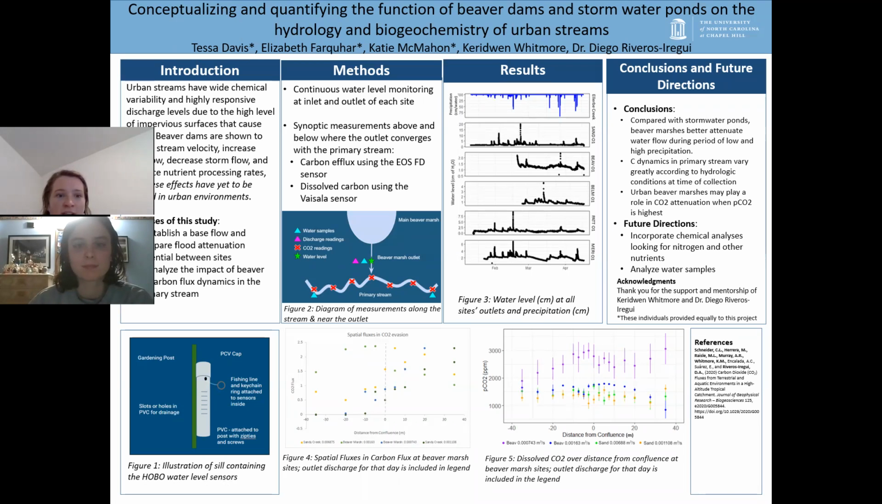And we did our project on conceptualizing and quantifying the function of beaver dams and stormwater ponds on the hydrology and biogeochemistry of urban streams. And our study took place in Durham, North Carolina.